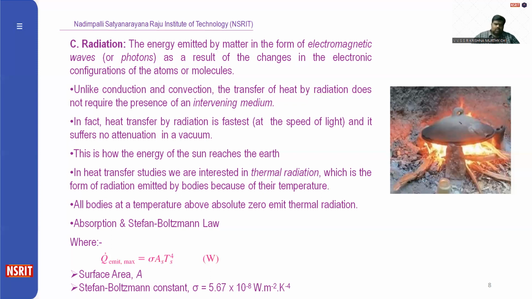For this mode of heat transfer, Stefan has given a law, called the Stefan-Boltzmann law. It states that the rate of heat transfer is directly proportional to its surface area and the fourth power of its absolute temperature. That is Q is equal to sigma A T power 4, where sigma is called the Stefan-Boltzmann constant, and it is 5.667 into 10 power minus 8 watt per meter square Kelvin power 4.